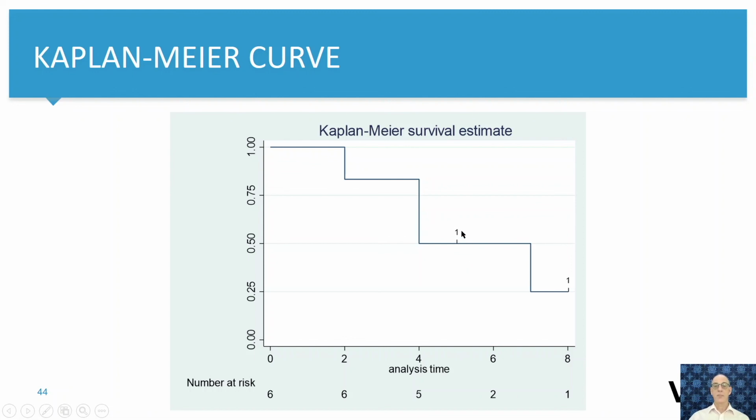And sometimes people plot the number of people censored also on the graph, like done here with 1. One person was censored at period 8 and one person was censored at period 5. And that shows clearly that censoring or loss to follow-up does not change the probability of survival. Censoring only resets the number at risk for the next period.